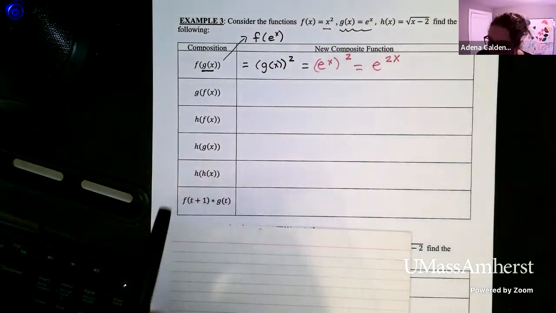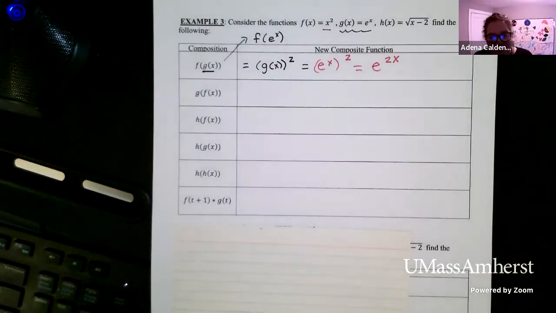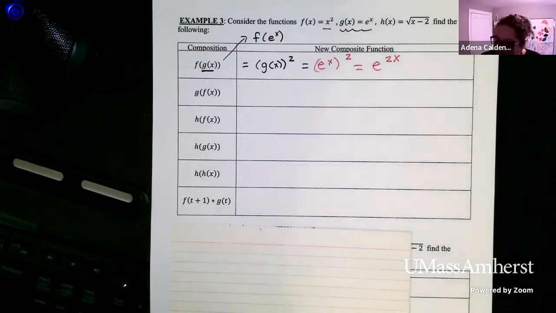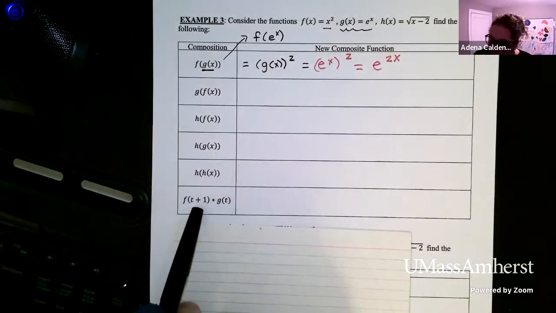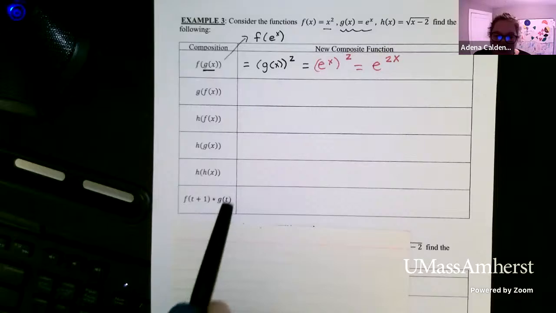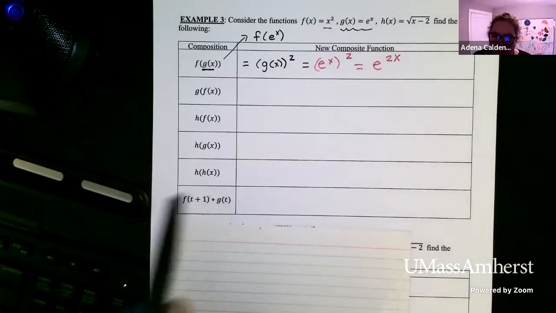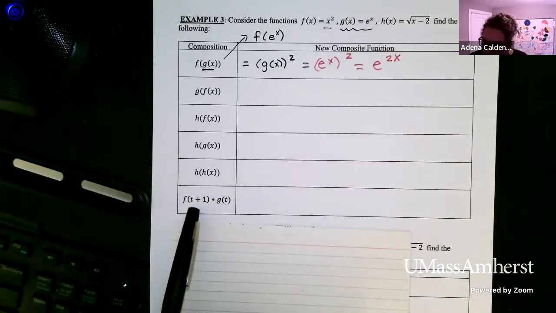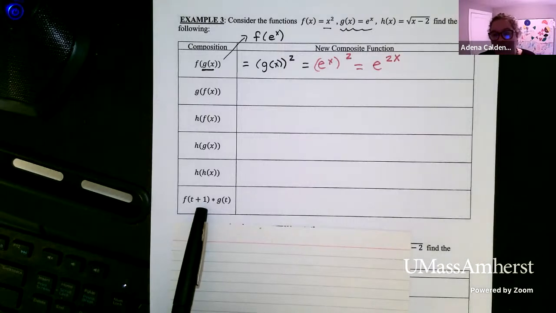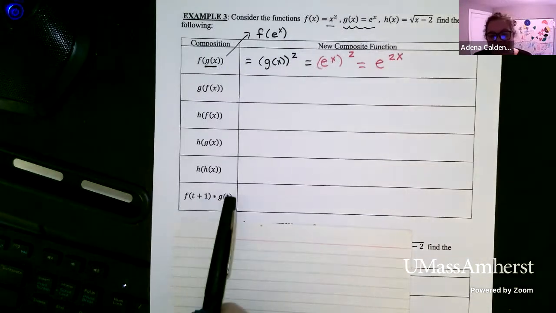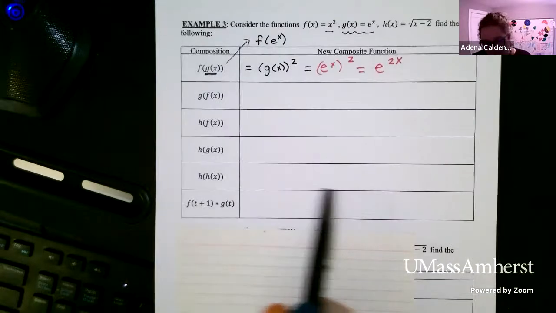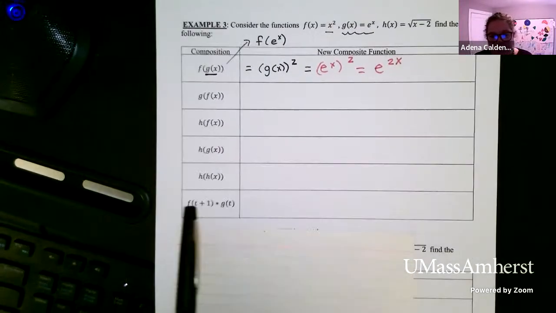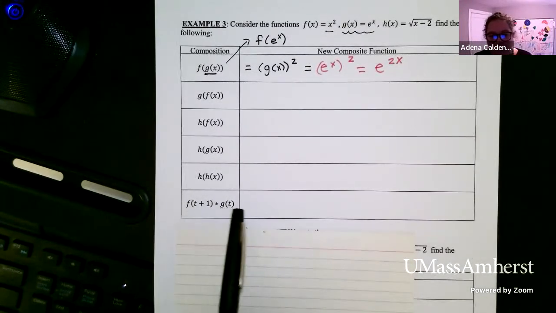And then for the last one, f of t of 1 times g of t. This is something where we're dealing with 2 different functions, and then we're doing an operator on them, which is multiplication. So this is another instance where you're going to want to find f of t of 1 first, and then g of t, and then multiply the two of them together. So find each of these separately since there are two functions.